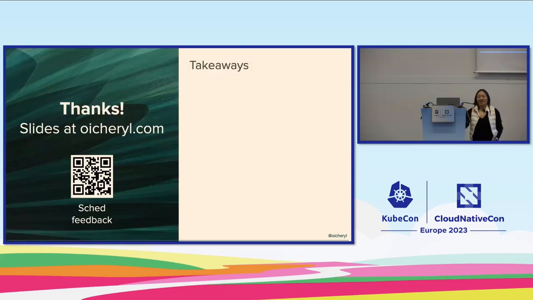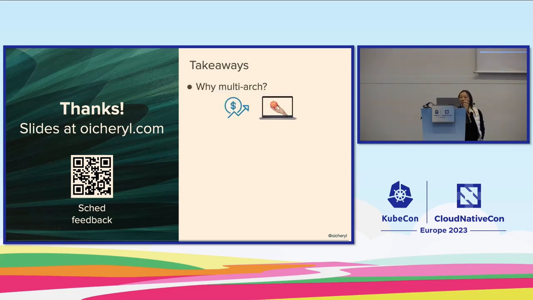And that's it. So I have a couple of takeaways for you before we finish up, and then I go to questions. So, why multi-arch? Multi-arch because of better price performance, and because of Apple machines, your daily machines may now be ARM. You want to be able to continue working on those developer machines.